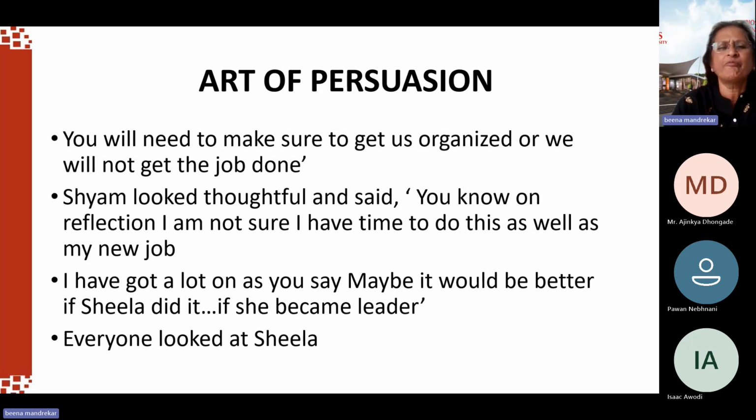Sham looked here and there, looked thoughtful, and said, you know, on reflection, I'm not sure I have time to do this as well as my new job. I've got a lot on, as you say. Maybe it would be better if Sheila did it, if she became the leader. Focus, Sheila. Everyone looked at Sheila.